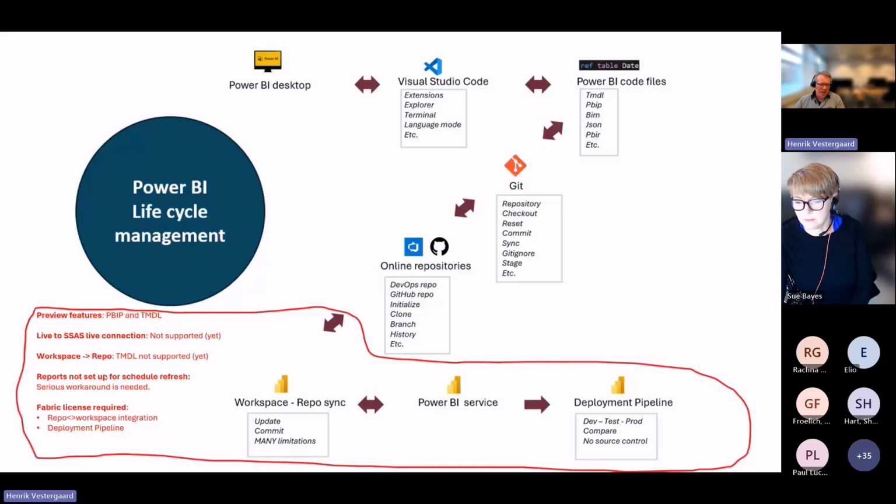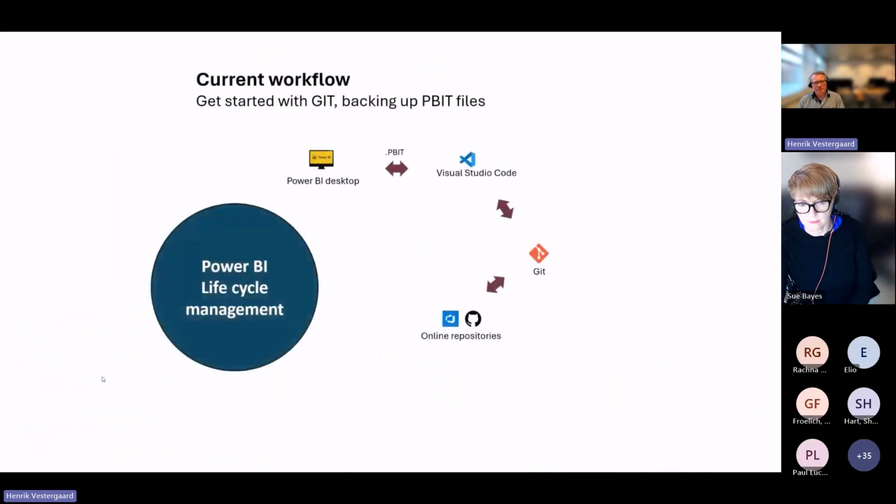And also the one down in the left, Fabric licenses. It's not a problem, we have it at the university, but if you don't have it, it's a requirement to make this repository to workspace integration run, and it's also a requirement for the deployment pipelines. So that's the reason that all the things with the red, that's something I'm testing, and that's the potential driving me to learn this. But what I want to put into production is this more simple.